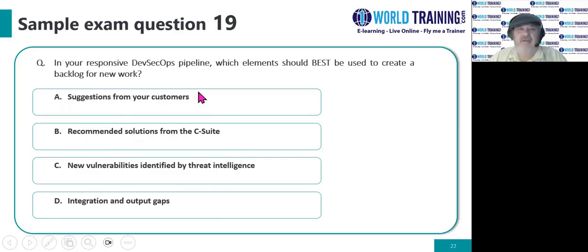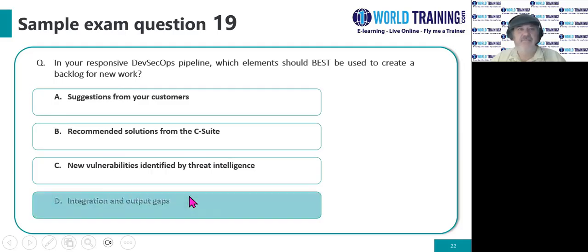Possibly it has some value, but let's see what else. Recommended solutions from the C-suite. Well, in reality, that's probably going to get priority, but might not be the best approach. New vulnerabilities identified by threat intelligence. Yeah, that has merit. Integration and output gaps. So this is more data-driven type decisions. I think I would go with D. Yes.